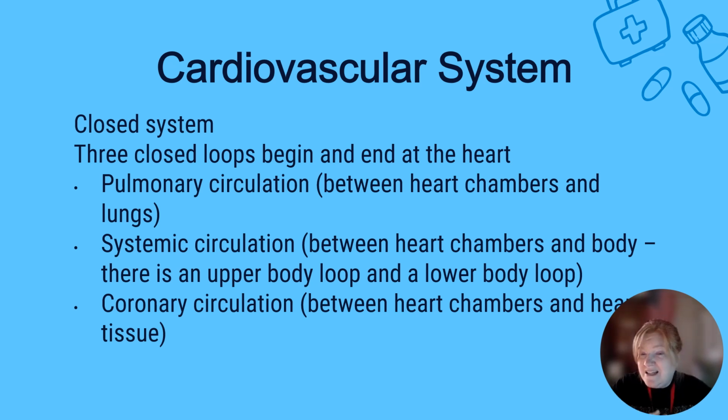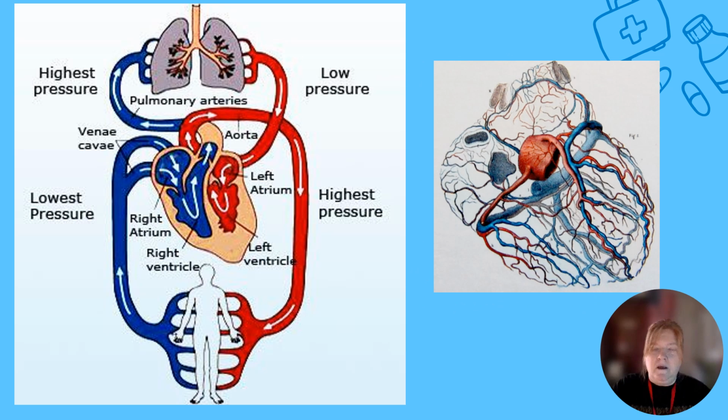So the heart is the hardest working muscle. That means it needs nutrients from blood, right? So blood has to actually purposely go to the heart tissue. So you can see the loops we have into the lungs, into the body, and then also here from and to the heart.